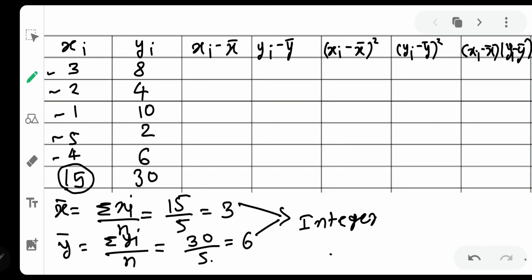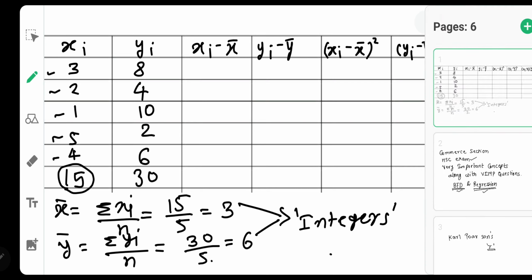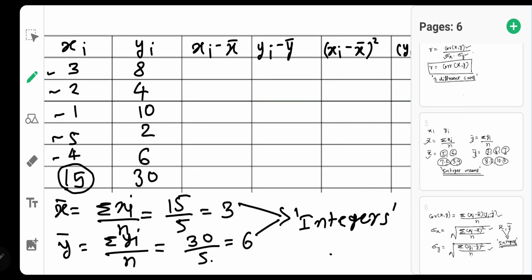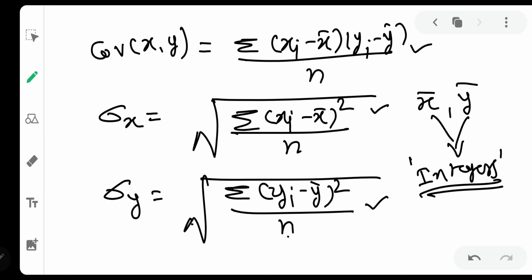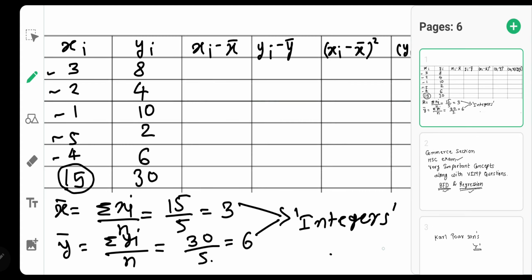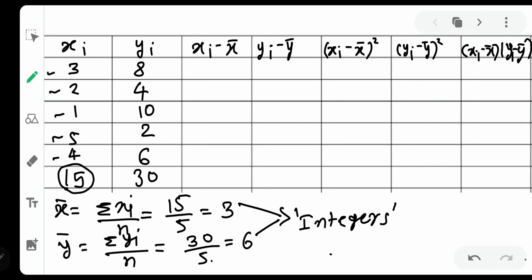So we will deal with this question utilizing this formula, in which we have to calculate xi minus x bar, yi minus y bar, xi minus x bar square, yi minus y bar square. So you should remember a pattern in which if your means are integers, you will make 7 such columns, in which the first one will be xi minus x bar, second one will be yi minus y bar, then the squares of the respective columns and the multiplication of the respective columns.